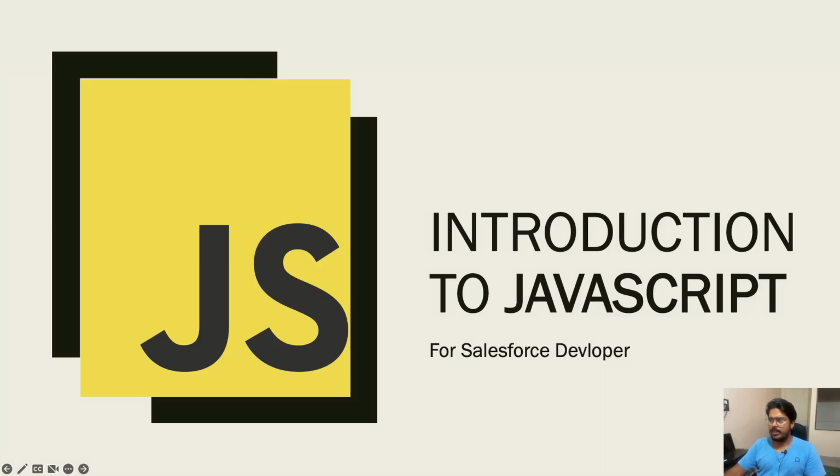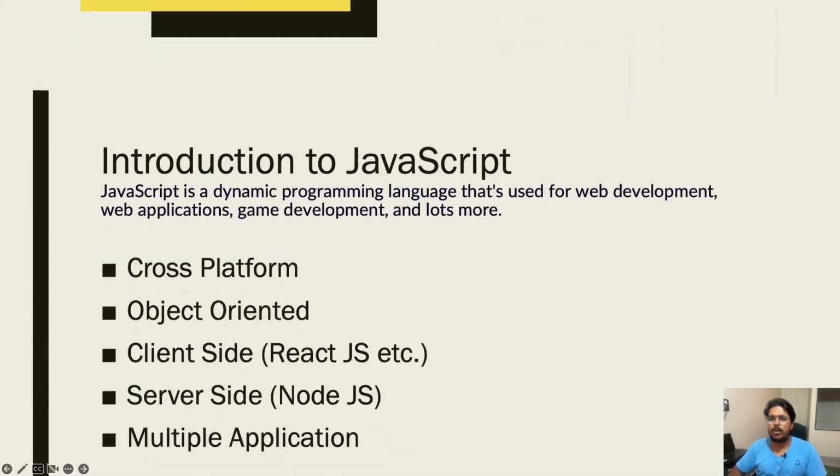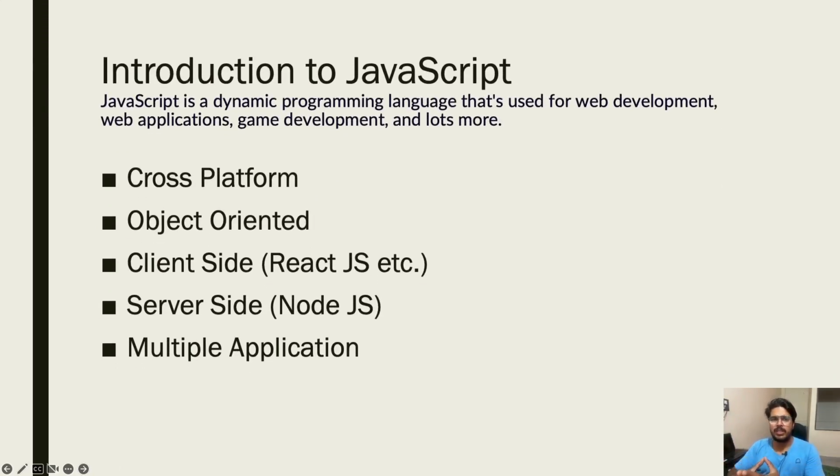So in the next slide, what is JavaScript? JavaScript is a dynamic programming language which we use to develop web applications, game development and other web development parts. This is what we will do inside JavaScript. It is the most popular language right now, and we can create lots of things in this JavaScript language.